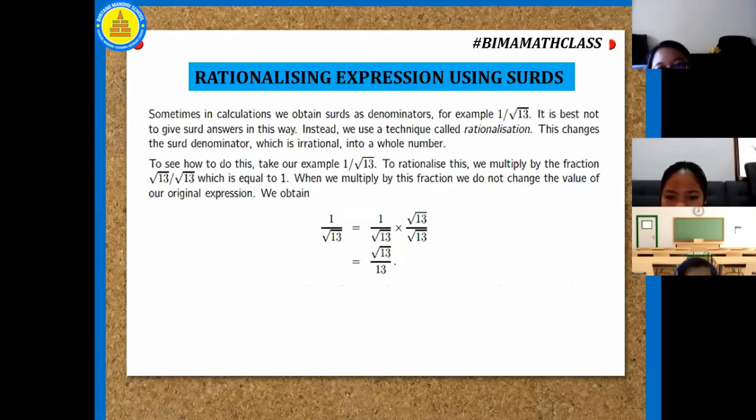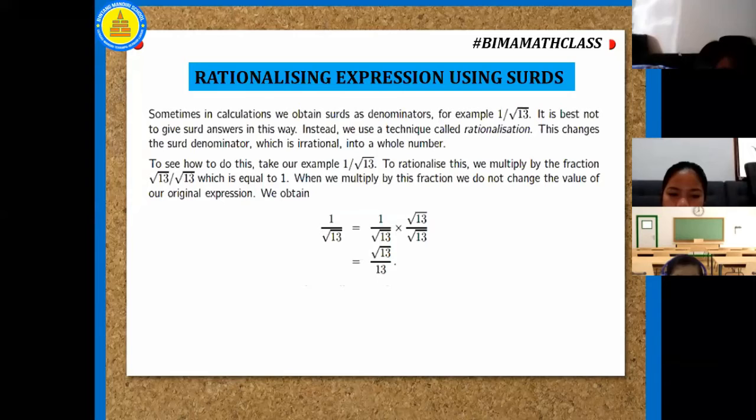Ya, kita nggak mau jawaban kita itu atau di suatu pecahan itu penyebutnya irrational. So what we do is we rationalize it. Okay? And the idea is very simple. For example, kita punya 1 per akar 13. Caranya kita akan kalikan the numerator and the denominator by surd-nya. Okay? Look at this. Dikalikan dengan akar 13 over the square root of 13. It doesn't change anything, right?